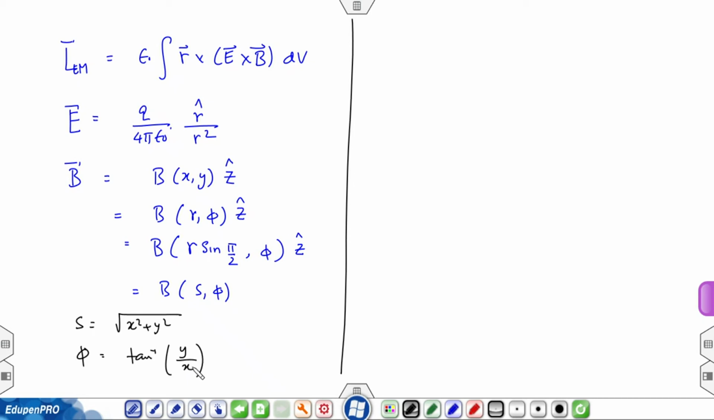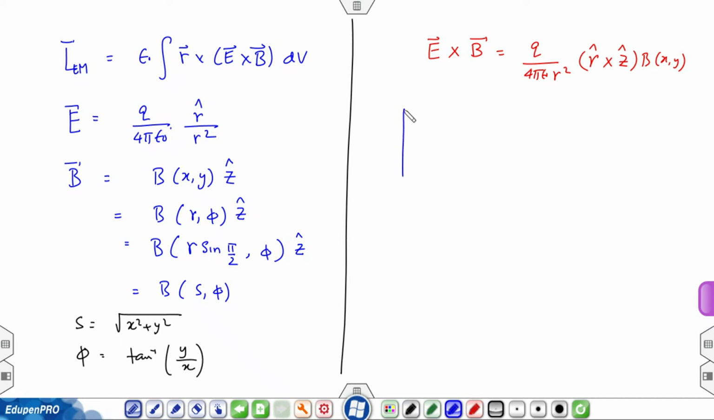So, it depends on that only. So, let us calculate E cross B. E cross B is going to be q over 4 pi epsilon 0 r square, r unit vector cross z unit vector B x y. I am doing it using spherical coordinates.